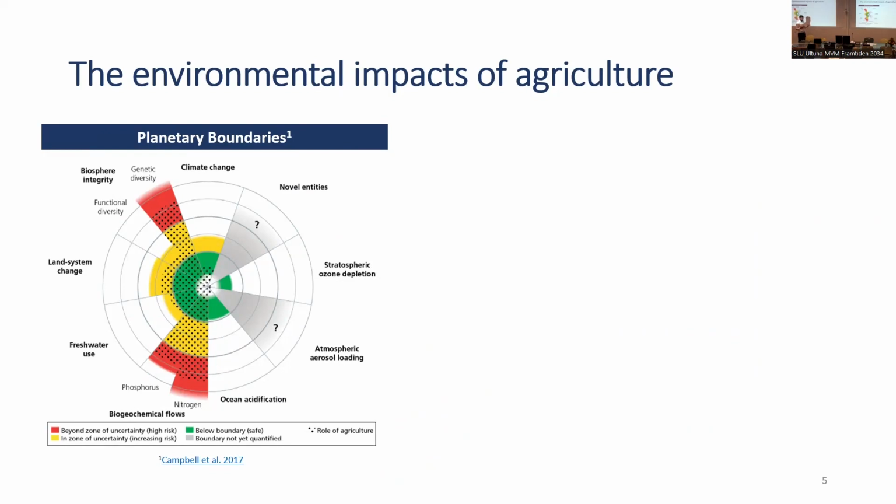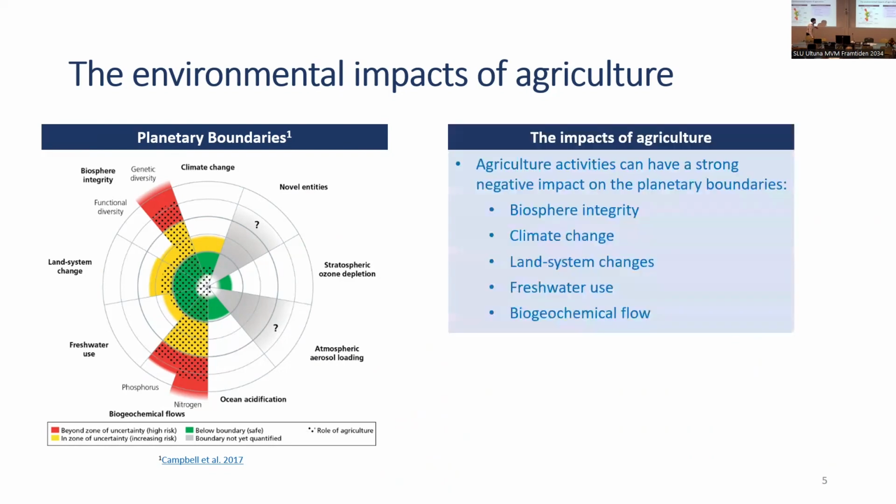And so I think we are on the one side the solution, but on the other side we are also a major impact, and we have to connect these two parts in a way. Yeah, as I said, it's not only climate change where we as an agricultural sector have negative emissions, but also biosphere integrity, land use system change, at least a major part in the global south, but also freshwater use, the use of nitrogen.